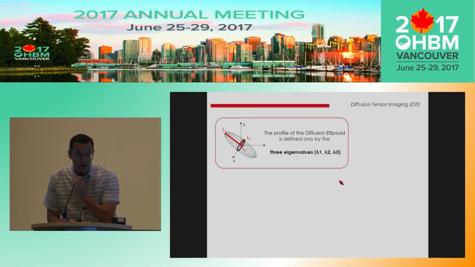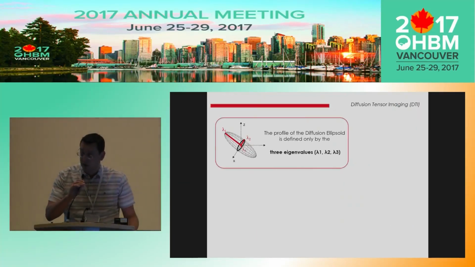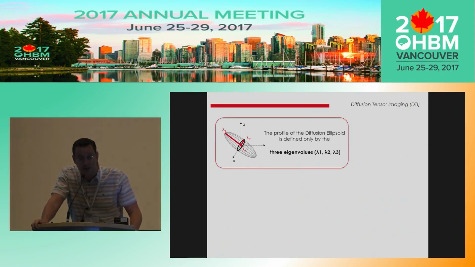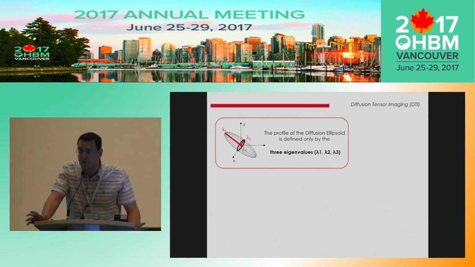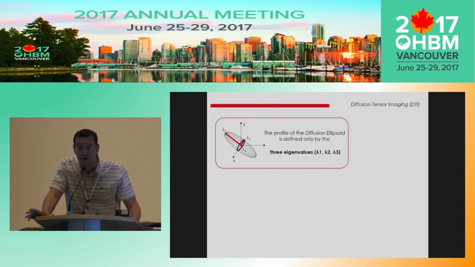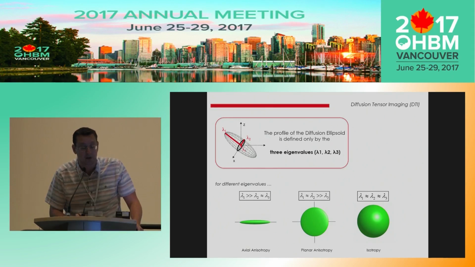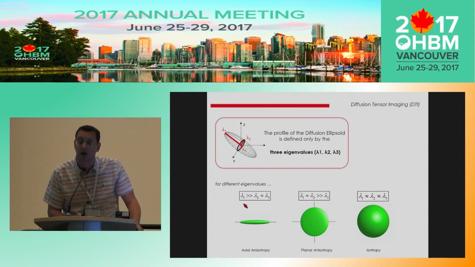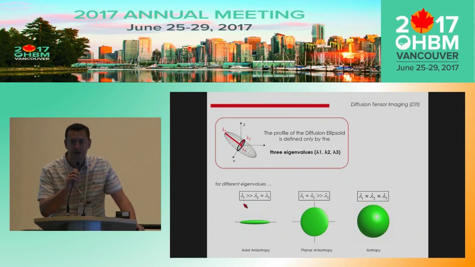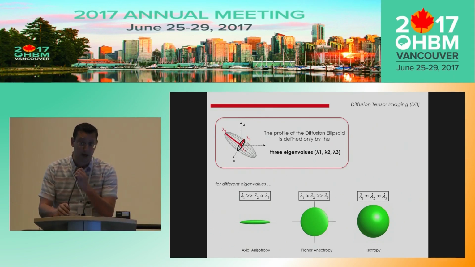So, we've seen in the previous talk how we can describe the diffusion tensor. Essentially, we can describe different diffusion profiles by using the three eigenvalues. So, we can have axial anisotropy, we can have planar anisotropy, we can have isotropy just by looking at the three eigenvalues. So this is quite a useful way of describing and compressing information.